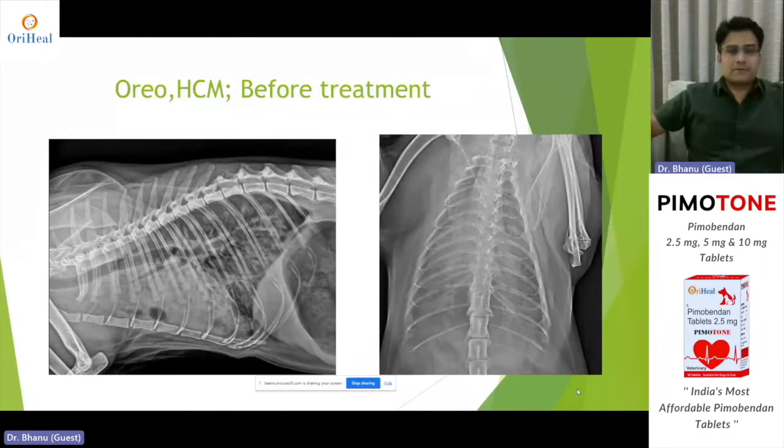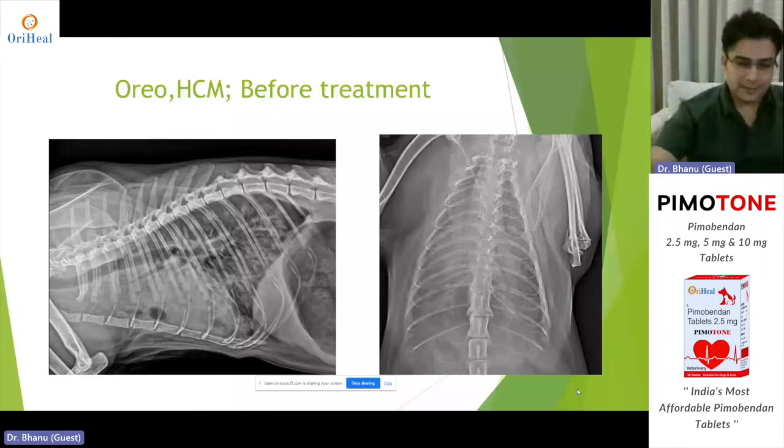This is just to show you all how some of the HCM cats would be presented to you at your practice. They would be dyspneic, they would have a very fast respiratory rate. When they come to you, if you take an X-ray, it would be something like this in many of those cases. So here, you can appreciate that in the lateral view, the cardiac silhouette is not very clearly visible because there is a lot of pulmonary edema in the cranial and the caudal lung lobes.